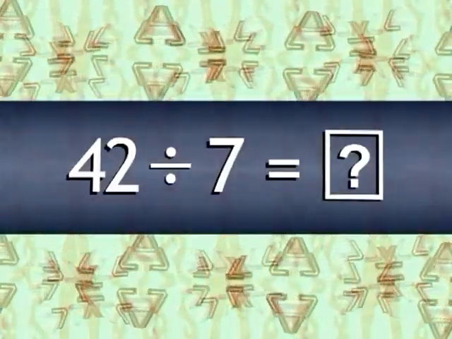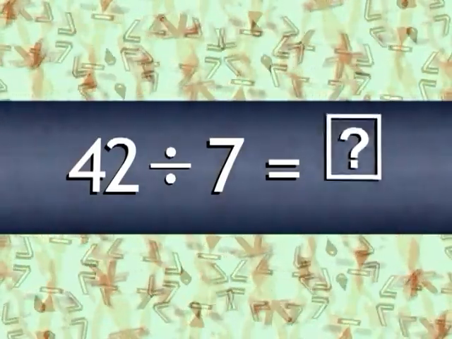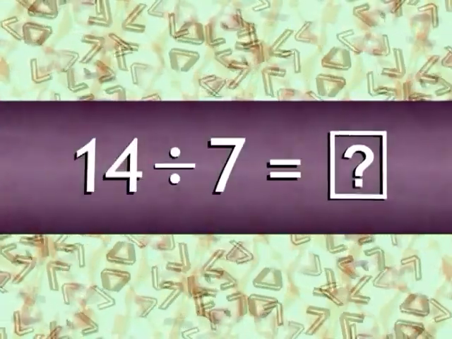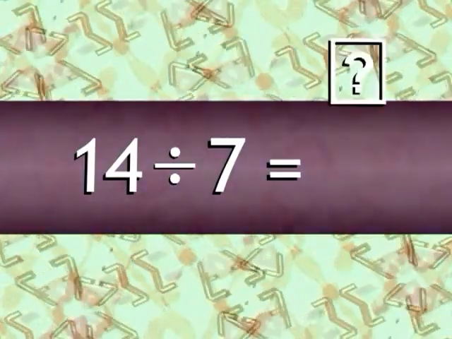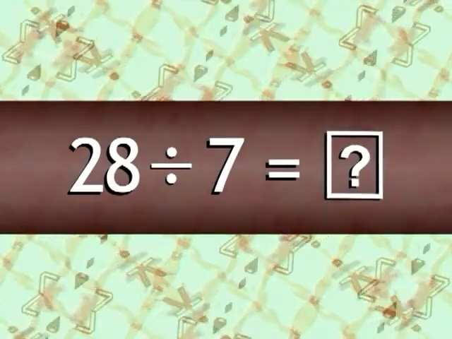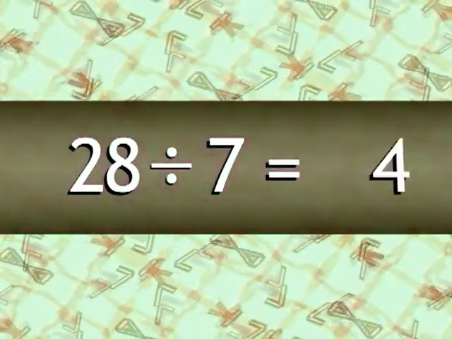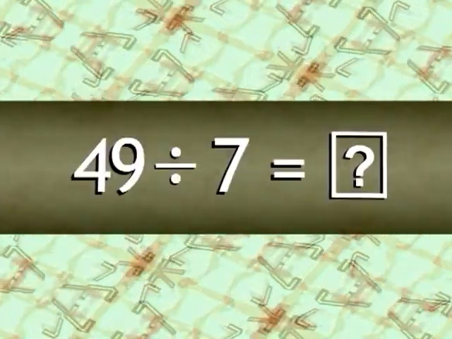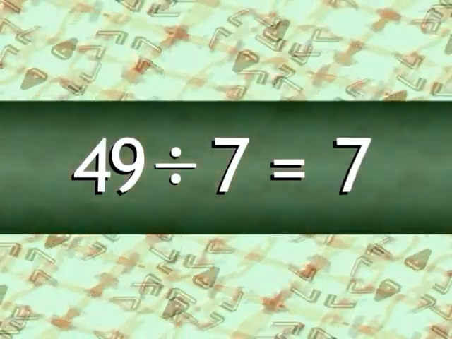42 divided by 7 is 6. 14 divided by 7 is 2. 28 divided by 7 is 4. 49 divided by 7 is 7.